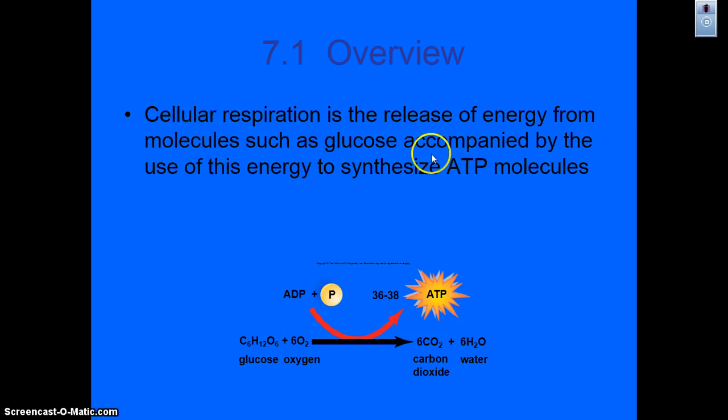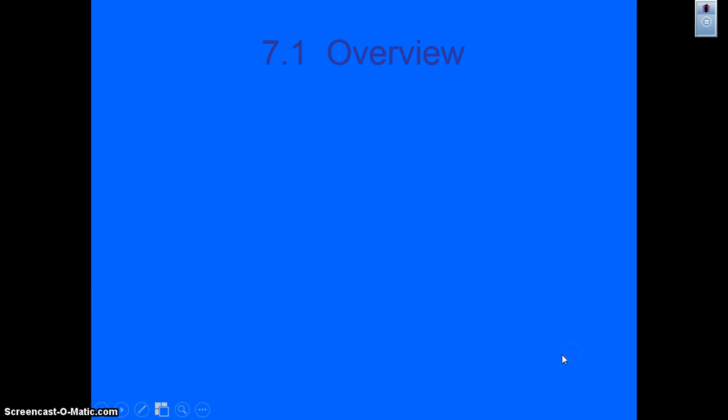We're making ATP. So we show glucose plus oxygen yielding carbon dioxide and water as these two work together to release ATP. In aerobic cellular respiration, oxygen is required and it gives off carbon dioxide.